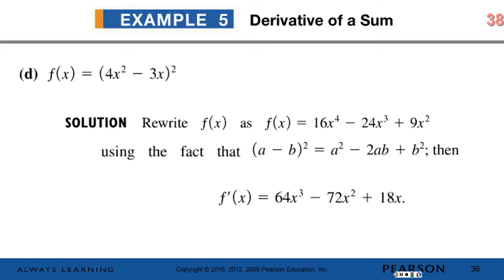So what we're going to do first is rewrite f of x by actually squaring that expression and getting 16x to the 4th minus 24x to the 3rd plus 9x squared. Then all you have to do is take the derivative of each term. So 3 times 64x to the 2nd, and 2 times 72x to the 1st, and 18x to the 0 becomes 18.